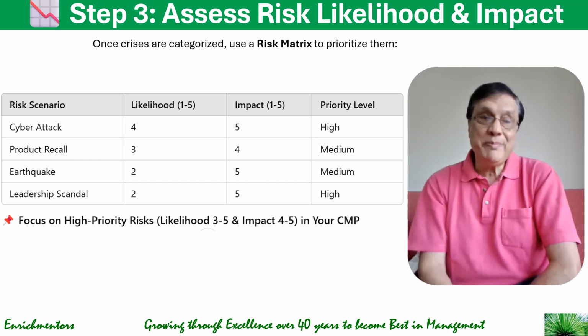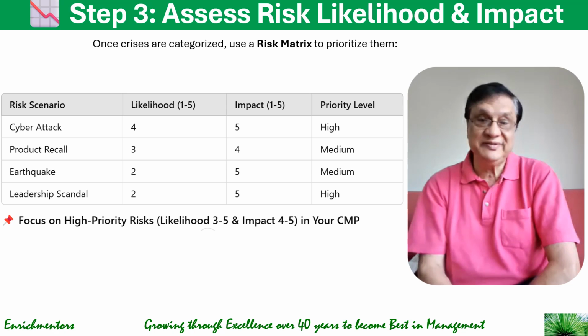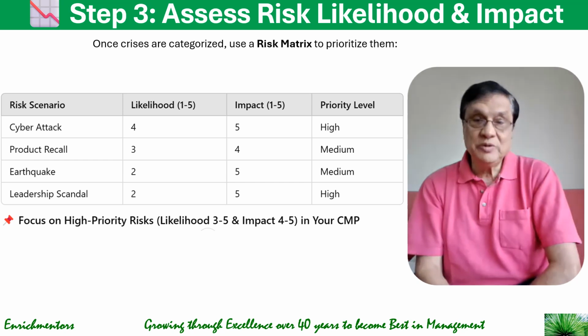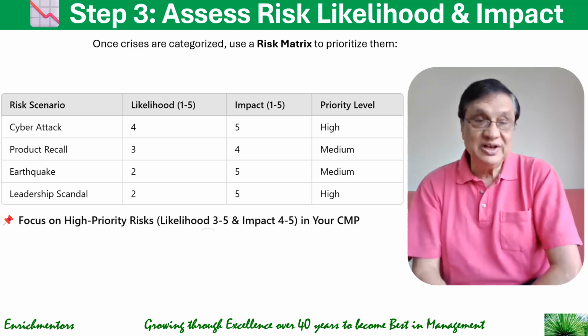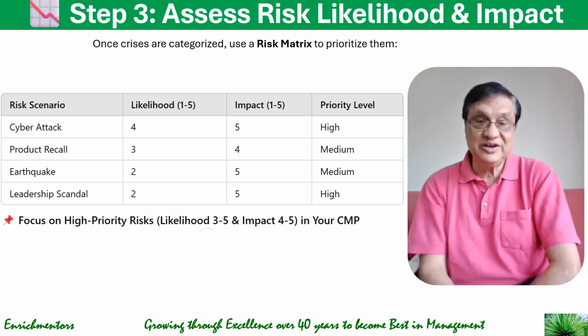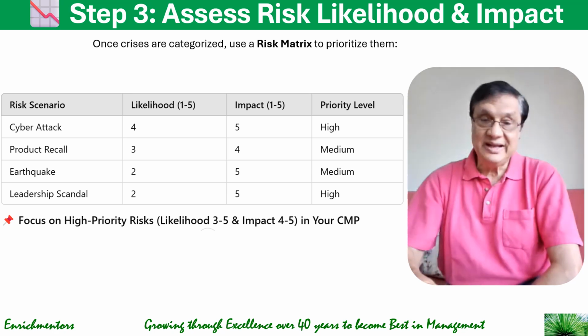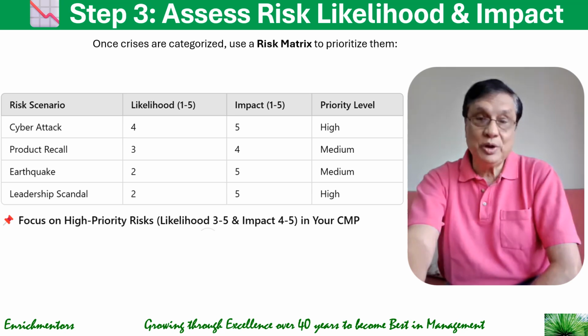Then you say, what is the impact of each of these? Which has the maximum impact? And you say cyber attack, and that's a 5. And the other two also are 5. And based on that, you determine the overall priority level. Obviously, a 4 and a 5 and a 5 and a 5 would be high, and accordingly you could come to a common conclusion. And again, this prioritization will help you focus on high priority risks where the likelihood is 3 to 5 and impact is 4 to 5. And that becomes an important part of your crisis management plan.